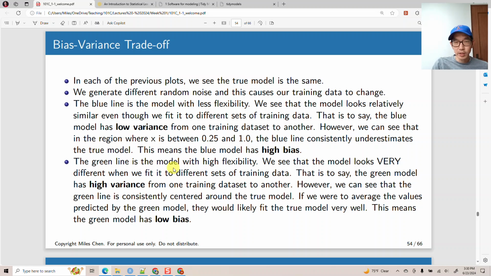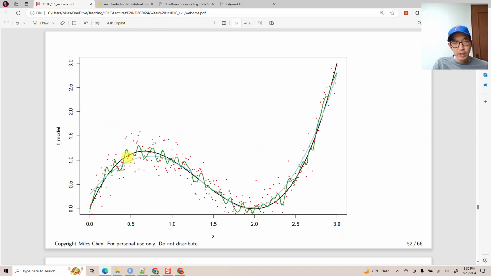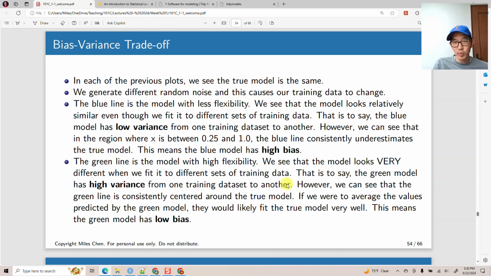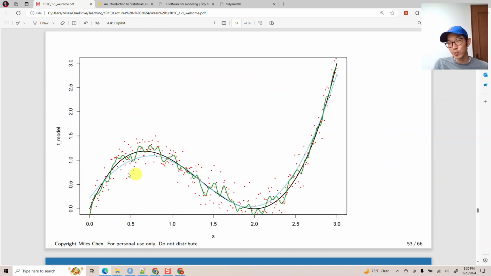But because the blue line consistently underestimates, if you look at this, it doesn't quite match the black line very well. It's consistently a little bit too low over here and consistently a little bit too high over there. That's going to be the bias part. There's a difference between the true relationship and what you get if you averaged all of these light blue lines.